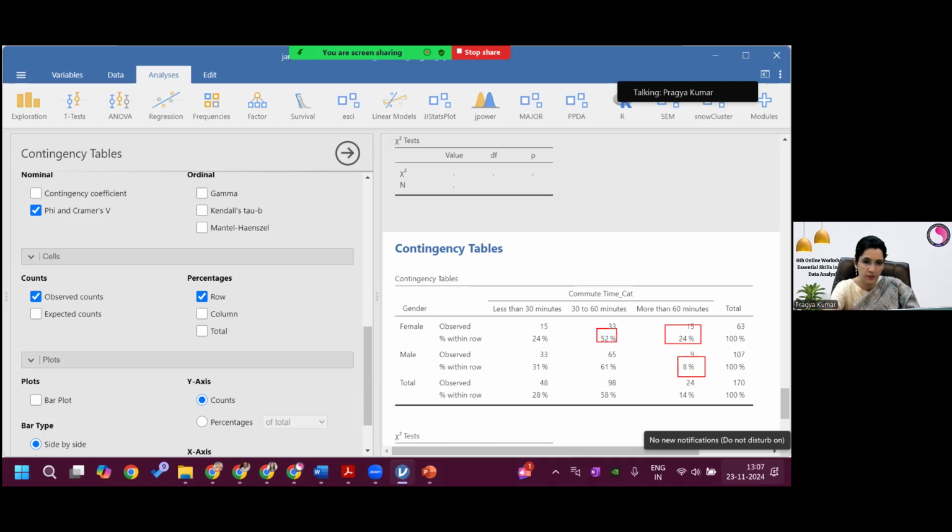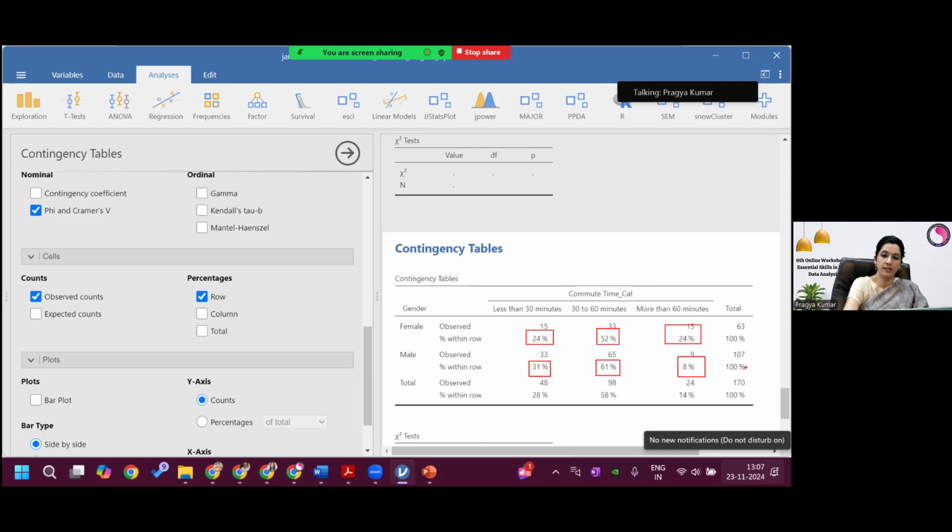It is 52% for 30 to 60 minutes. Here also it is 61%. Here it is 24%. Fewer females are reaching quickly, in less than 30 minutes, whereas 31% of men are reaching in less than 30 minutes. So this is how you will write the interpretation of this contingency table.